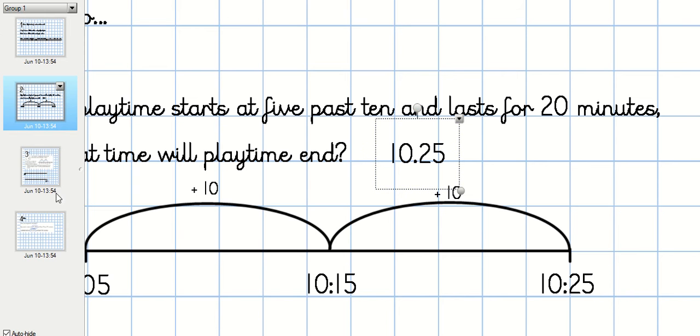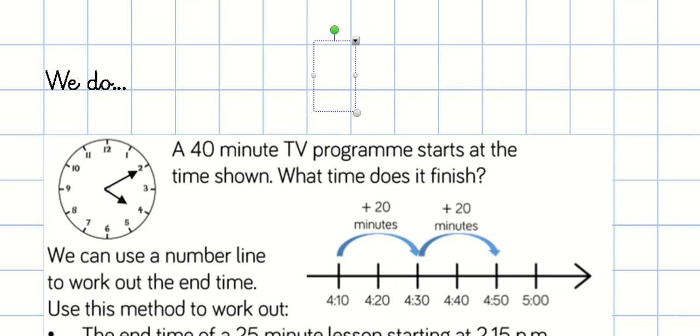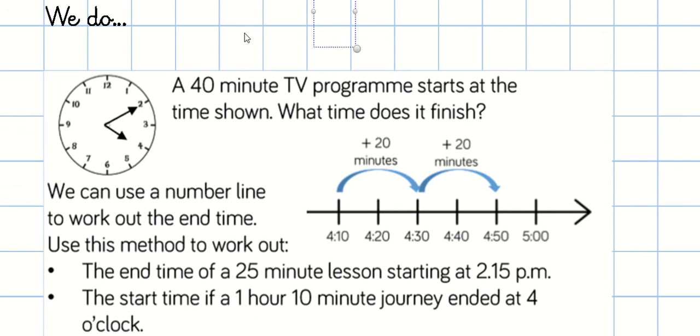Let's use that to work out this next answer. As you can see here, a 40-minute TV programme starts at the time shown. On the clock here, we can see that the hour hand is pointing at 4 and the minute hand is pointing at 10. So it's either 10 minutes past 4 or 4:10. What time does it finish?